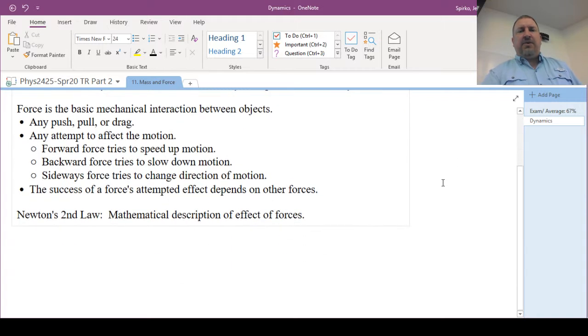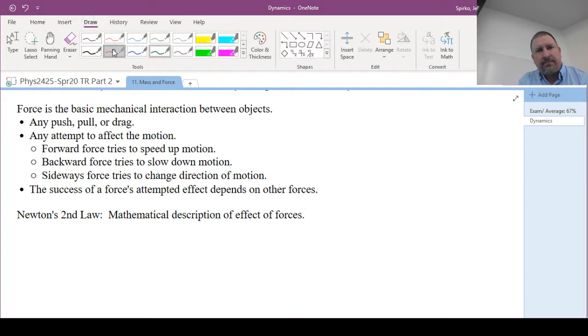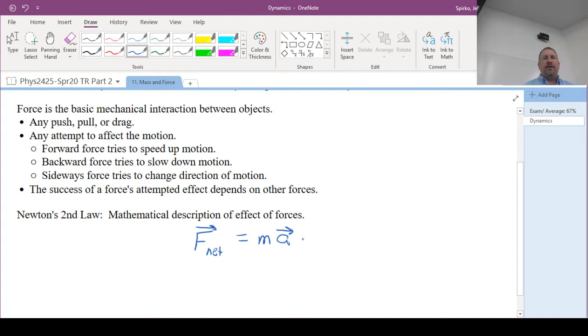And that brings us to Newton's second law, which is the mathematical thing that we have to analyze for the next 5 weeks of our course. So I like to actually write Newton's second law. F net vector is equal to mass times acceleration vector.